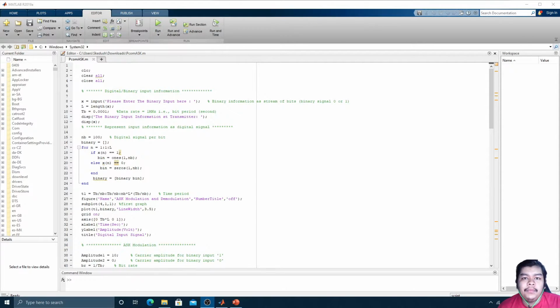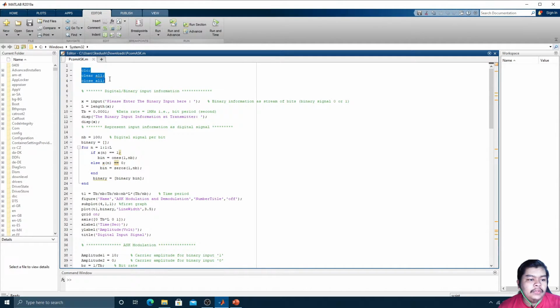Assalamualaikum warahmatullahi wabarakatuh. My name is Hanif Vichim Amri. Let's continue to the simulation of the model of amplitude shift keying. First we clear all the buffer or whatever input before. Next, I'm doing the digital or binary input information. We need to manually input whatever number or binary we want. Later on we will show you.